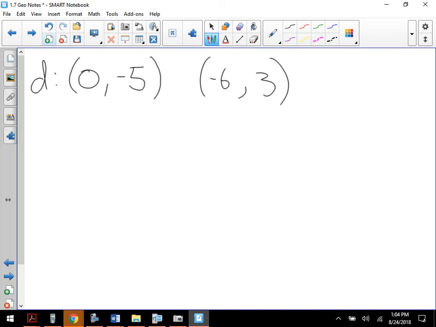Find the distance between these two guys. Okay, same idea. Help you see the board better? Okay. There's always one. Go from -5 to 3. That's how far apart.